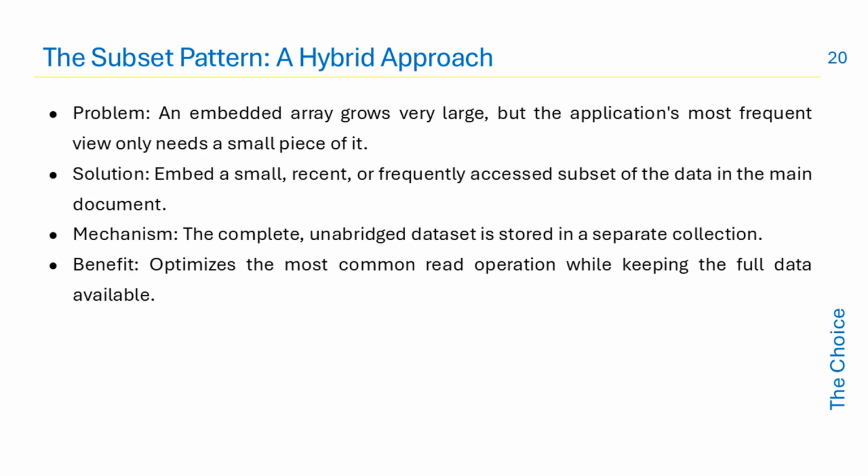The subset pattern solves this elegantly. In the main product document, we embed only a small, curated subset of the data, for example, an array called recent_reviews that is always trimmed to the last 5 entries. Then we store the complete, unabridged list of all reviews in a separate reviews collection, using a reference back to the product. This gives us the best of both worlds.